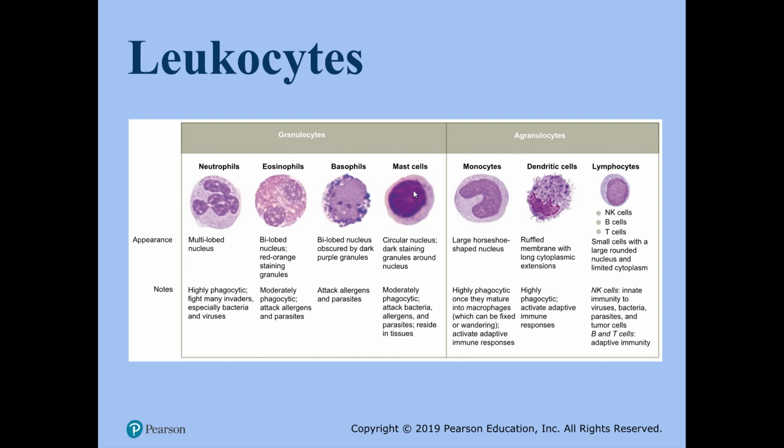Like I said earlier, basophils and mast cells release histamine, and the monocyte has an interesting nucleus. It's horseshoe shaped. Also, monocytes turn into macrophages, which is really important for you to know. And then here we have the lymphocytes, like the B cells and the T cells.